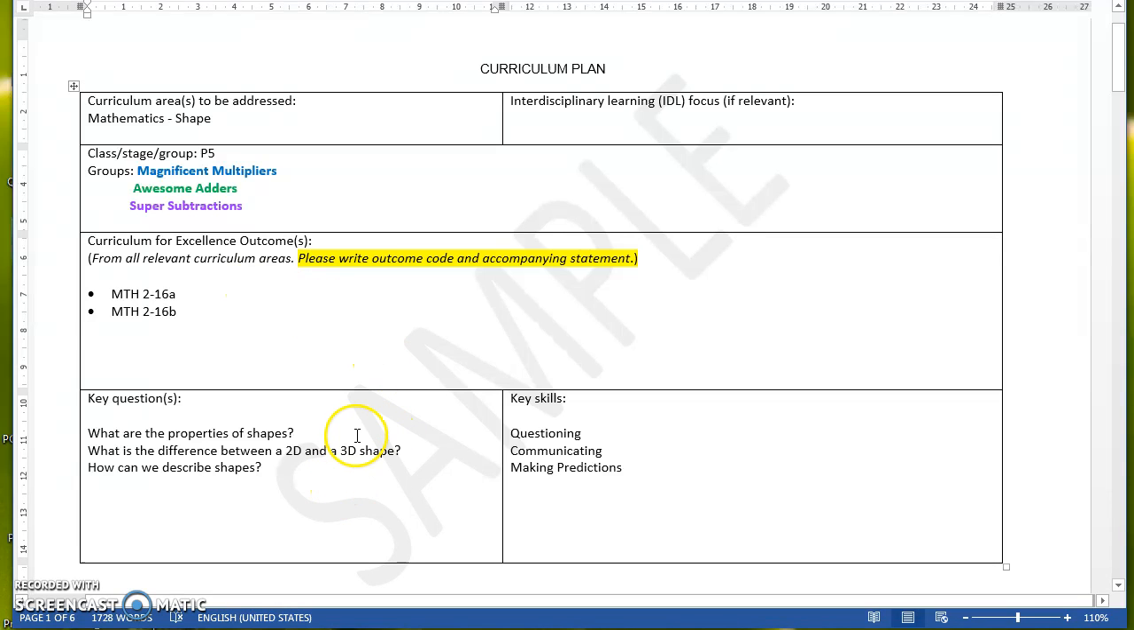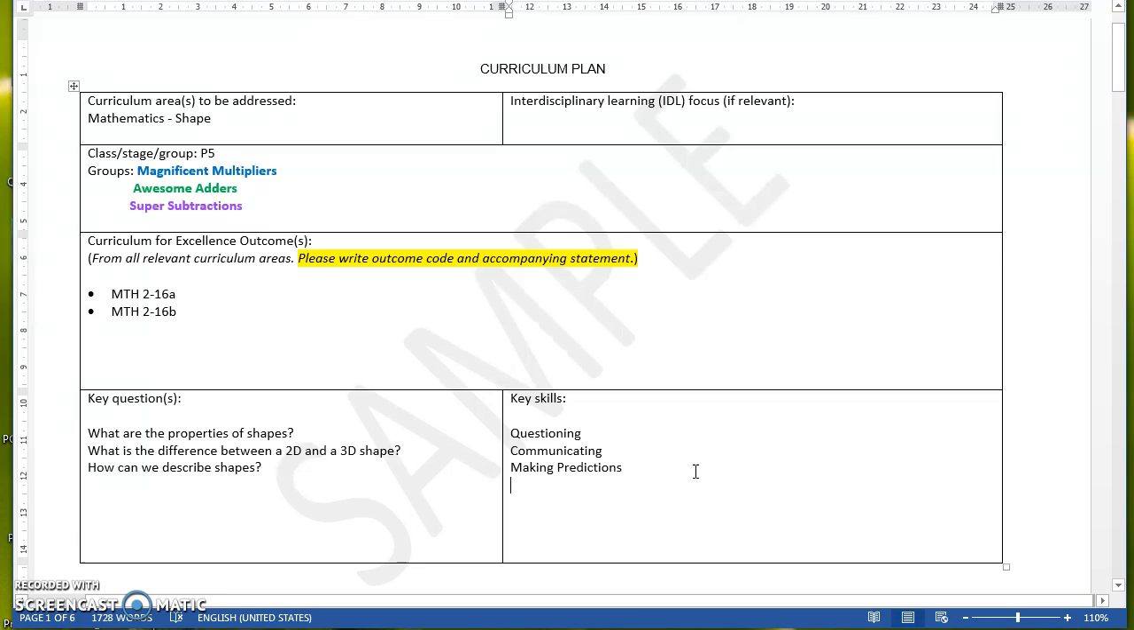Within this column, we've got key questions. One of the things that's probably useful when you're thinking about the questions is, are you using responsive planning? Are you asking the children first what are the questions that they have about the topic? So I've put some examples in here that children might come up with. For example, the properties of shape, the difference between 2 and 3D shape, but also the key questions might be for you as the teacher, as the person who is thinking about your assessment. What do you want the children to know and be able to answer at the end of this group of lessons in this plan? On this side, you'll see we've got the key skills: questioning, communication and making predictions.